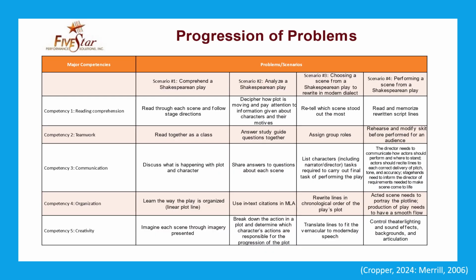Under Merrill's Pebble in the Pond, there should be a progression of problems anticipated when designing a course. Using Dr. Cropper's 5-star progression of problems chart, I have listed the 5 competencies as reading comprehension, teamwork, communication, organization, and creativity.